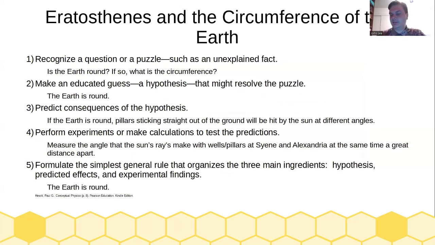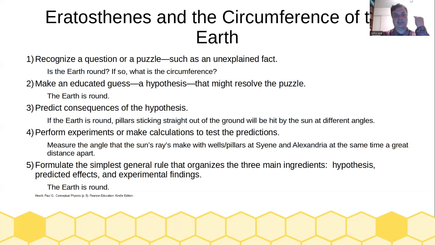So this is scientific thinking. He recognized the question or puzzle, which is: is the Earth round? If so, what is the circumference? Make a hypothesis: the Earth is round. As I said, it could have not been round, it just wasn't flat. And then he predicted the consequences of the hypothesis.